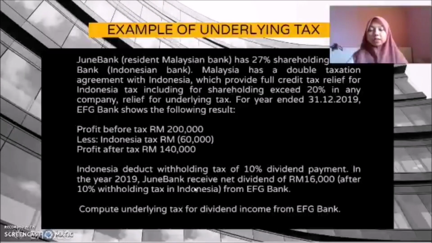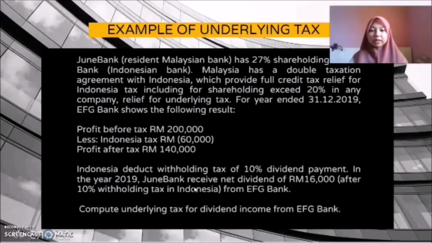Jum Bank, the resident Malaysian bank, has 27% shareholding in EFG Bank, an Indonesian bank. Malaysia has a double taxation agreement with Indonesia which provides full credit tax relief for Indonesian tax, including, for shareholding exceeding 20% in any company, relief for underlying tax. For year end 31st December 2019, EFG Bank shows the following result. Profit before tax is 200,000, Indonesia tax is 60,000, profit after tax is 140,000.